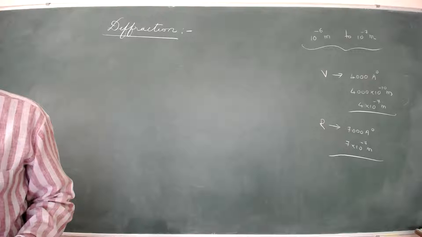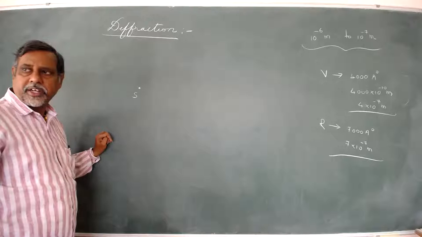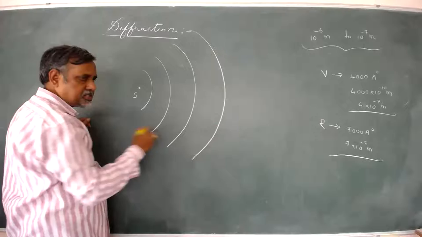Look at this. Here you see, I am taking one source of light over here. Let this be a point source. What kind of wavefronts do we get from this point source? Spherical wavefronts. The spherical wavefronts are given out like this and all of them propagate like this.